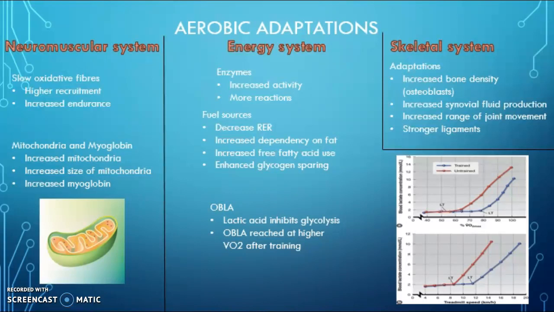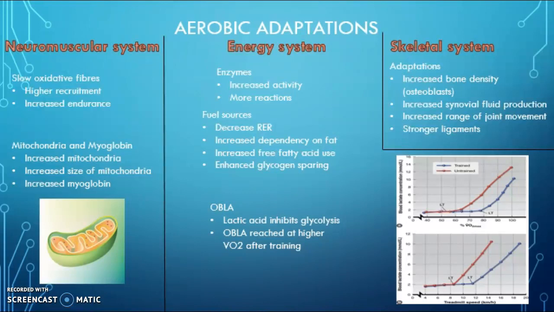Adaptations of the energy system include increased enzyme activity, so reactions can happen faster and more happen, so you can make more muscle contractions. Also, there is a lower respiratory exchange rate and an increased dependency on fat, so more free fatty acids are used, and therefore there is an enhanced glycogen sparing, as you are using more fat instead of glycogen. Also, fat gives off more energy per gram, so it's more effective at producing energy.